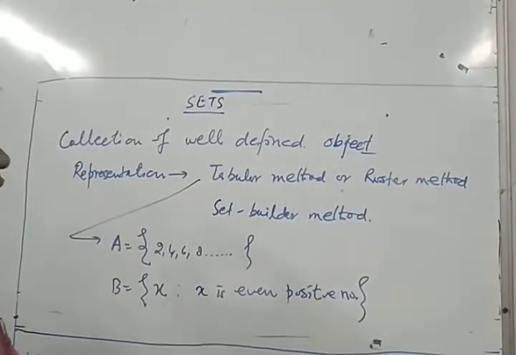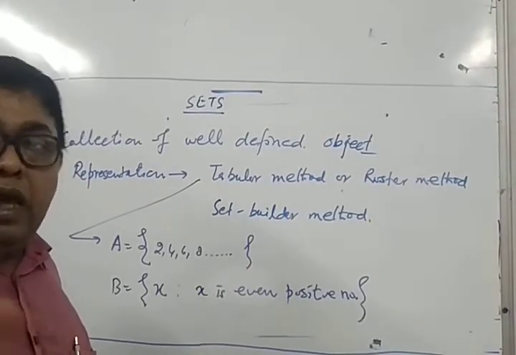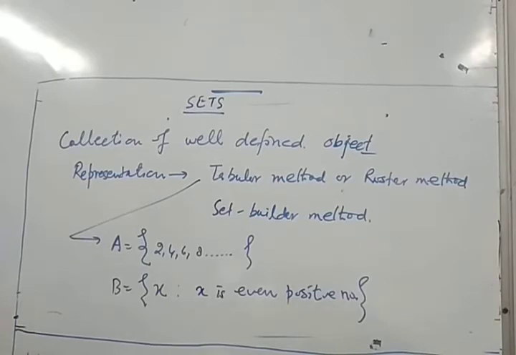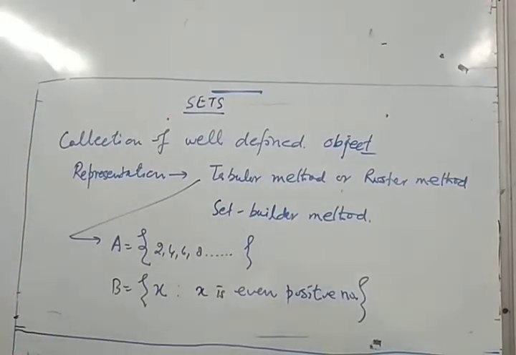So in the tabular method, we have to write all the elements belonging to that set. But in the set builder method, we define it by x, y, whatever, and explain what this x is.